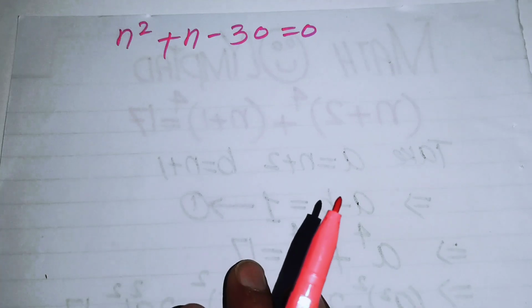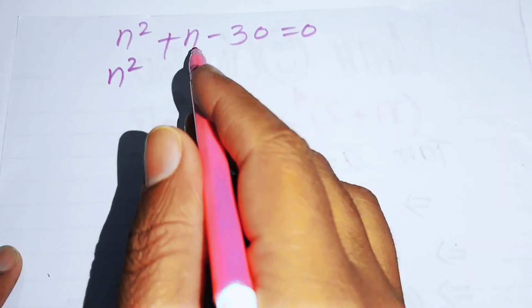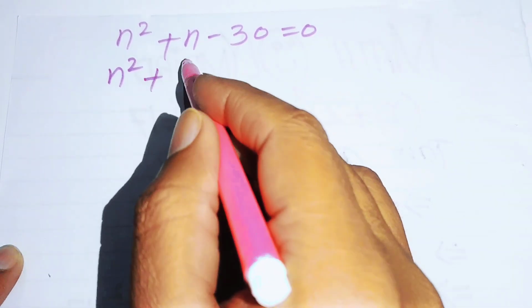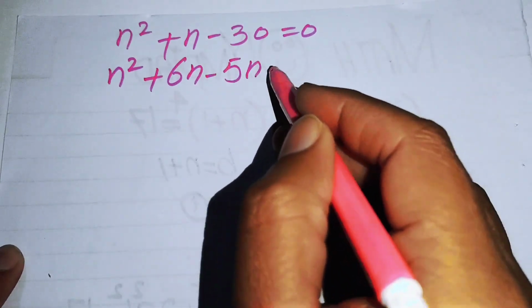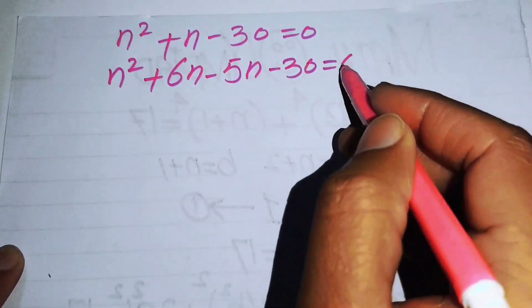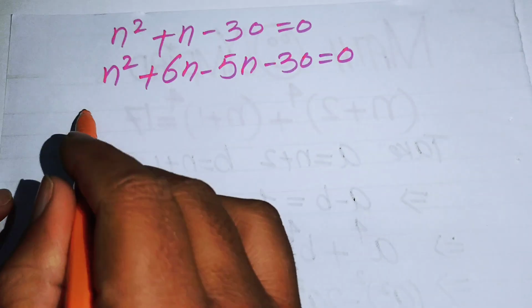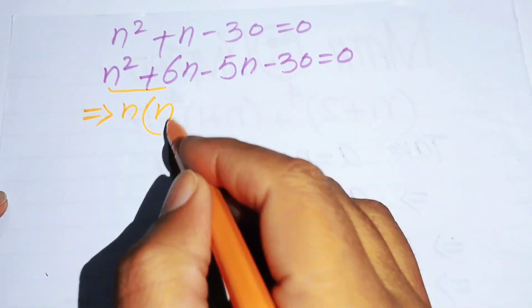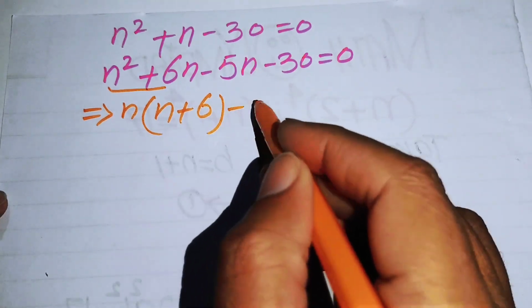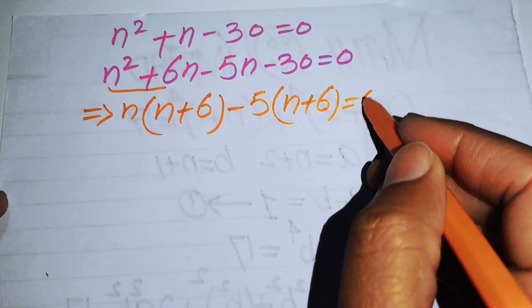So now you will easily find the factors of this equation, and you see that we have n squared plus 5n, and we write it as 6 times n minus 5 times n minus 30 equals 0. When we simplify this expression, you take common n on the first two terms and you get n plus 6, and here you take common minus 5 and you get n plus 6 equals 0.